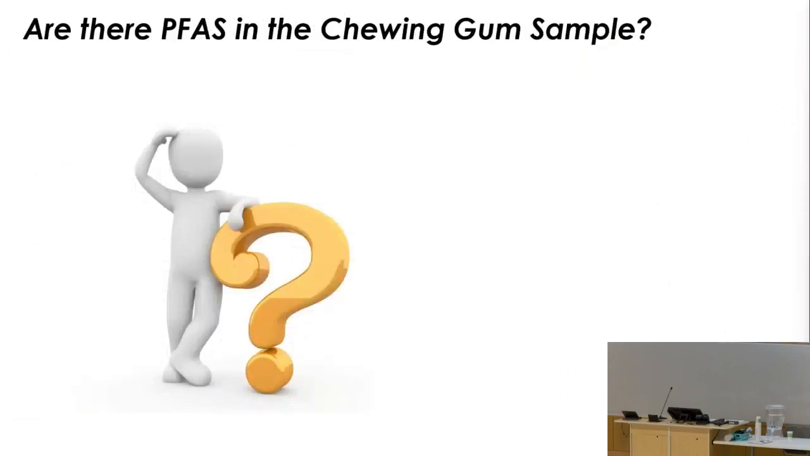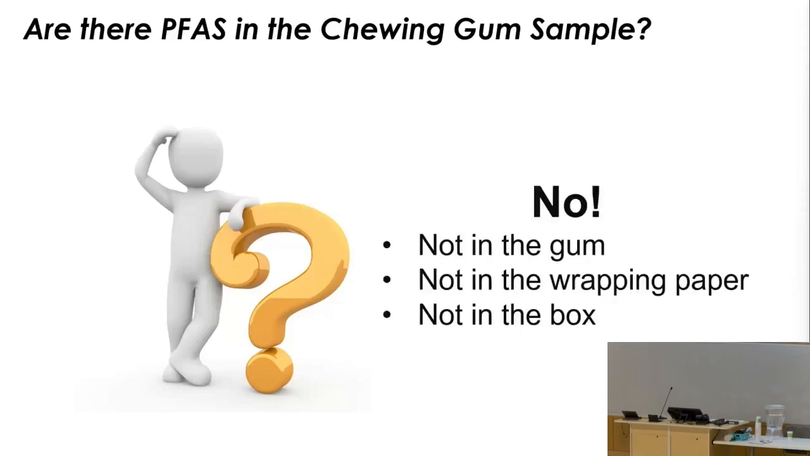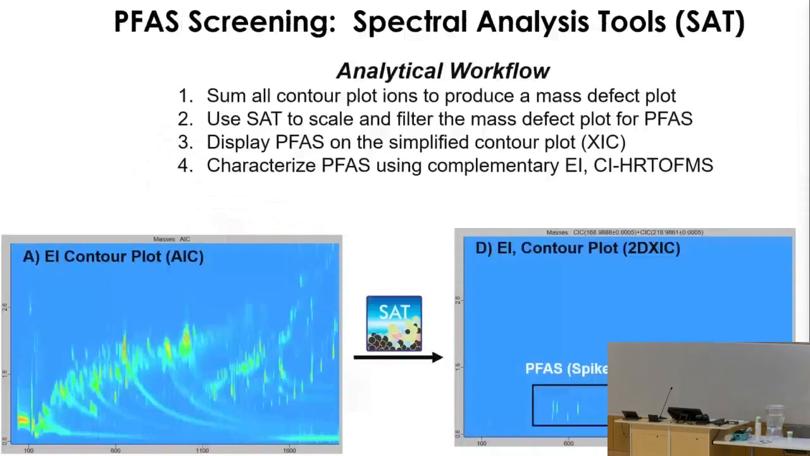But I haven't answered the question, well, I sort of did earlier, right? Are there polyfluorinated alkyl substances in the chewing gum that I analyzed? Maybe specifically this sample. And the answer, fortunately, is no. Not in the chewing gum, not in the wrapper, not in the box that it came in. That's good news. So how did I do that? Because it's kind of tedious, right? I'm going through peak tables. I don't like doing that.